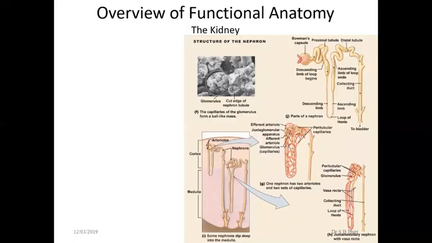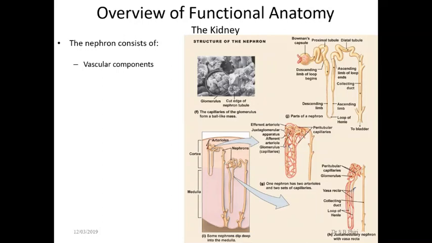So vasa recta are just simply a fancy name for the peritubular capillaries that are found associated with the loop of Henle. So this is the kidney nephron, and mainly they are involved in reabsorption, secretion, filtration. Those are the major functions that we'll be explaining later on. So the nephron consists of the vascular components. You're talking of blood vessels. So there's blood supply to the kidneys. The blood supply is the vascular component of the kidney nephron.